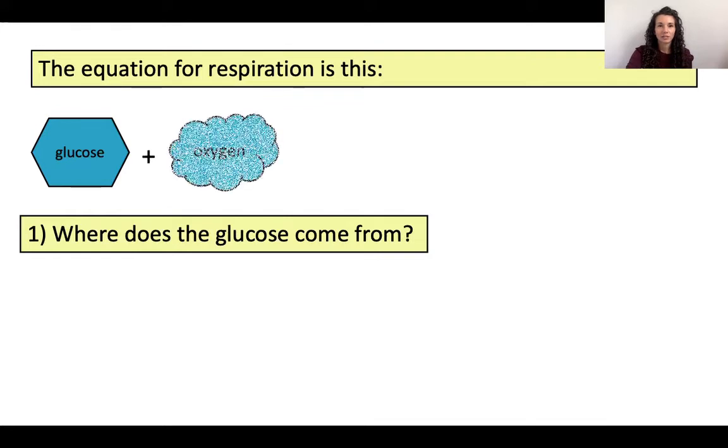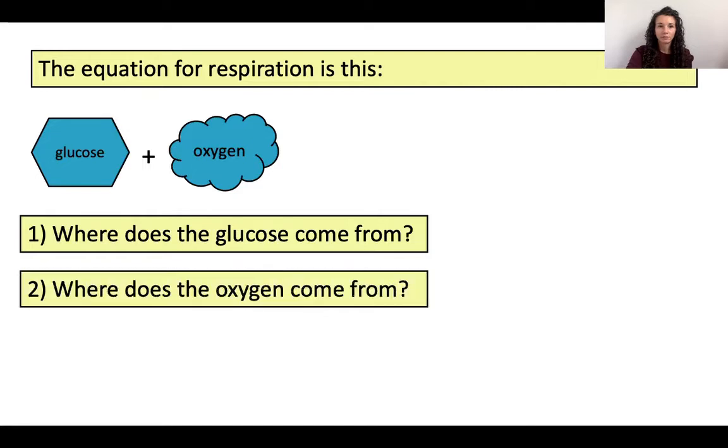Okay, the next question. So the other reactant is oxygen. Where does the oxygen come from? Where do humans get that oxygen from? How do we get that? Try and write with as much detail as you can.